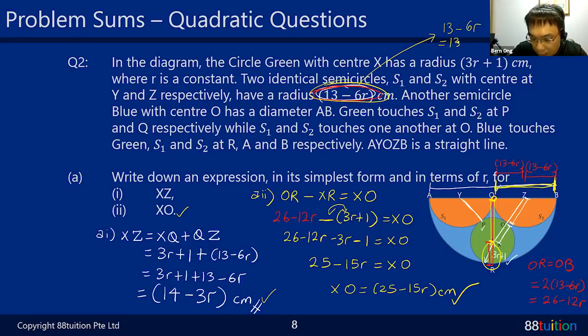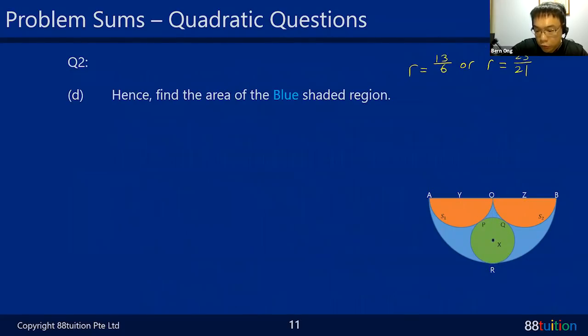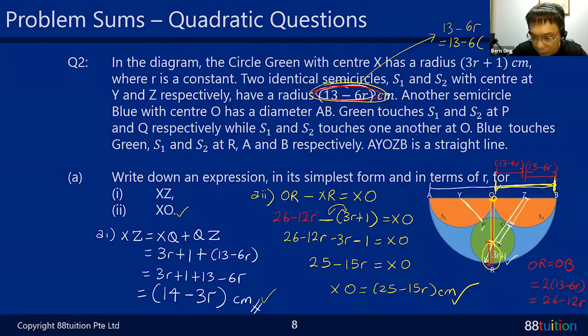If your R is 23 over 21, what will happen? Let me key into my calculator: 13 minus 6, open bracket, 23 over 21, close bracket. I will still get a positive number. That is cool. This one will still give me a positive number of 6 over 7.